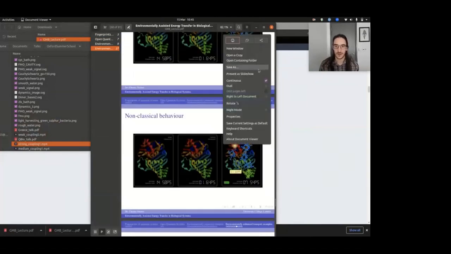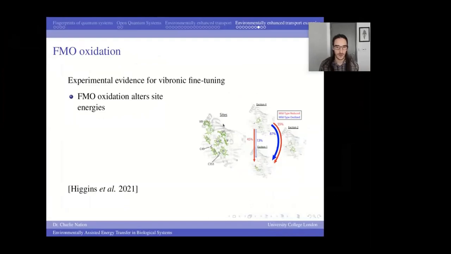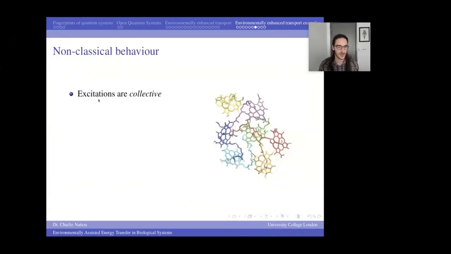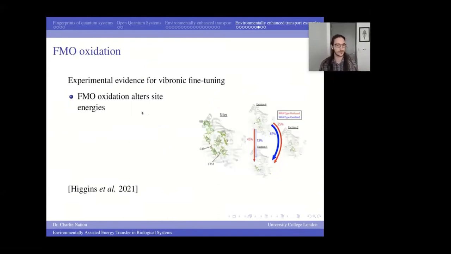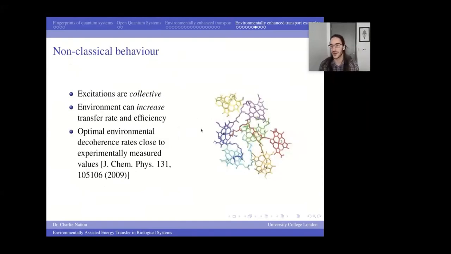So now let's go back to. So what we've seen is that these excitations are collective amongst these systems, and the environment can increase this transfer rate. And very interestingly as well, these optimal decoherence rates do work out close to the measured rates, for example, here. So in this, we saw some evidence for this first type of environmentally enhanced transport from a numerical calculation that was done within the group of Alec Castro.